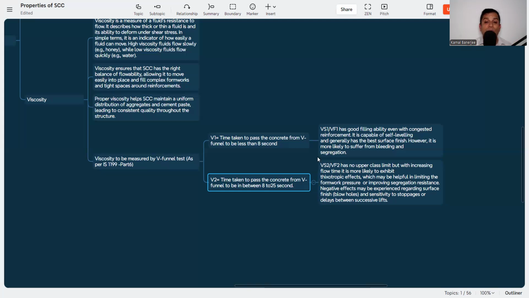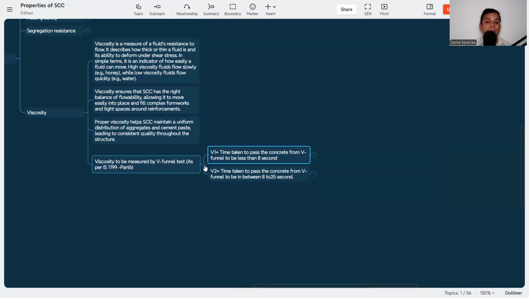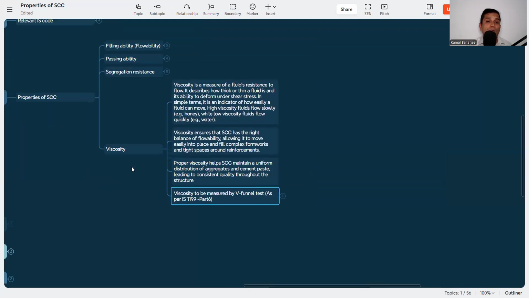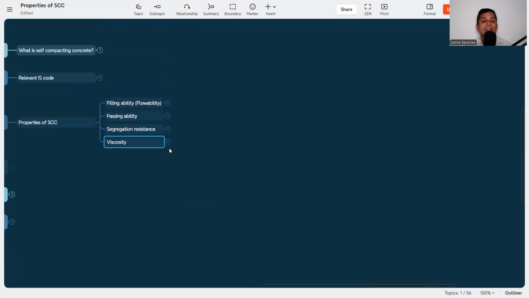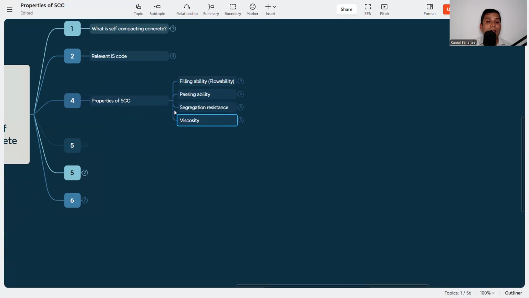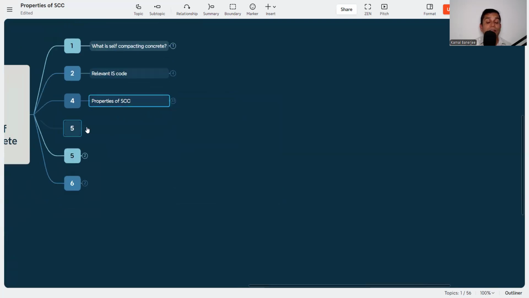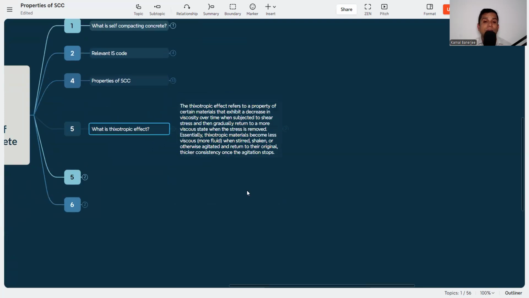So let's summarize what the properties are. The properties are flowing ability, filling ability, passing ability, segregation resistance, and viscosity. Now, in the viscosity, I have said that there is a thixotropic effect, and we need to know what the thixotropic effect is. The thixotropic effect refers to a property of certain materials that exhibit a decrease in viscosity over time when subject to shear stress, and then gradually return to a more viscous state when the stress is removed.